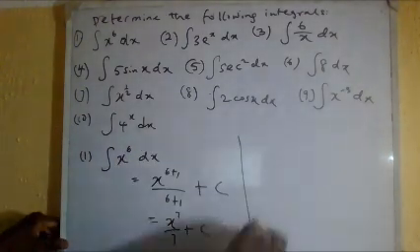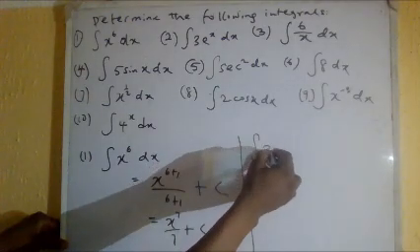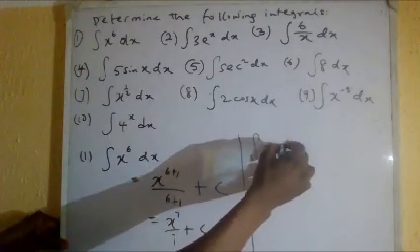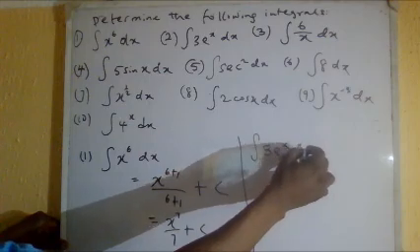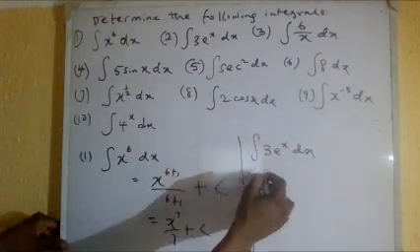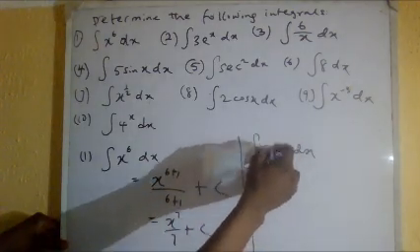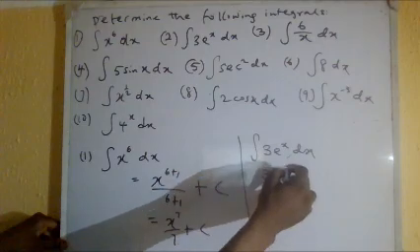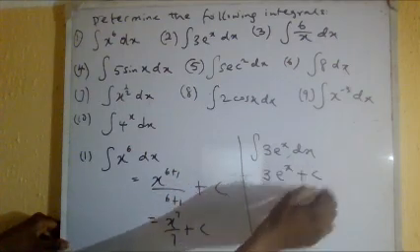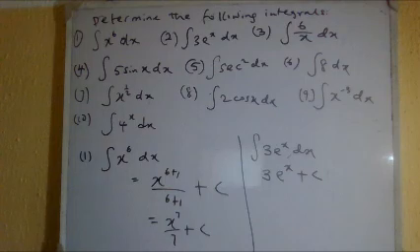Number 2 is also basic. You are given the integral of 3 exponential x dx. This 3 is a constant and can come out. If you integrate the exponential, it just becomes e raised to the power x plus c. It doesn't change. Okay, we'll go on to the next one.